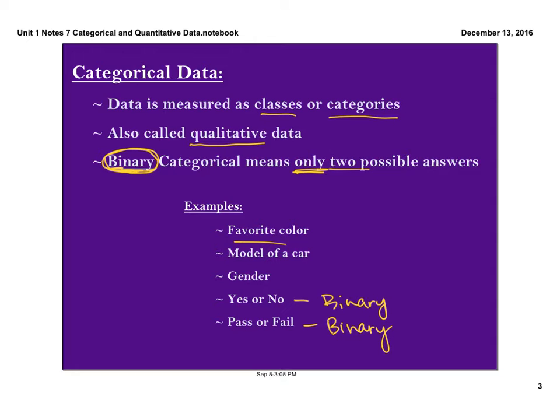Gender is one that you could say binary or maybe not binary, depending on how you view it. Some people don't view themselves in the binary category of gender. So that one could go either direction, depending on how you look at it.